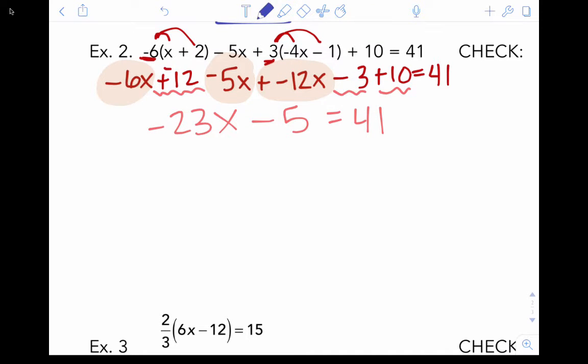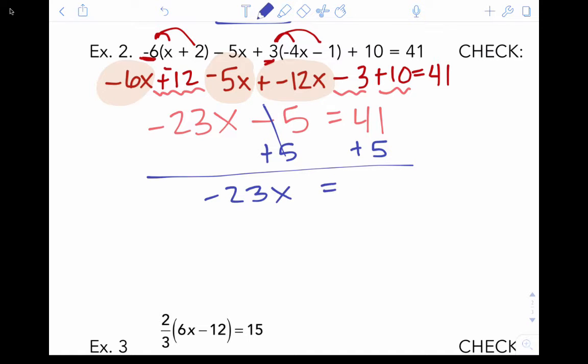So now I need to move all of my variables to the left side. They're already all over there. So my next step is to move all the constants, or all the numbers that are standing alone, to the right side. I have a negative 5, so I need to add 5 to move it. I'm left with negative 23x on the left. My 5's cancel out, and I get 46 on the right.